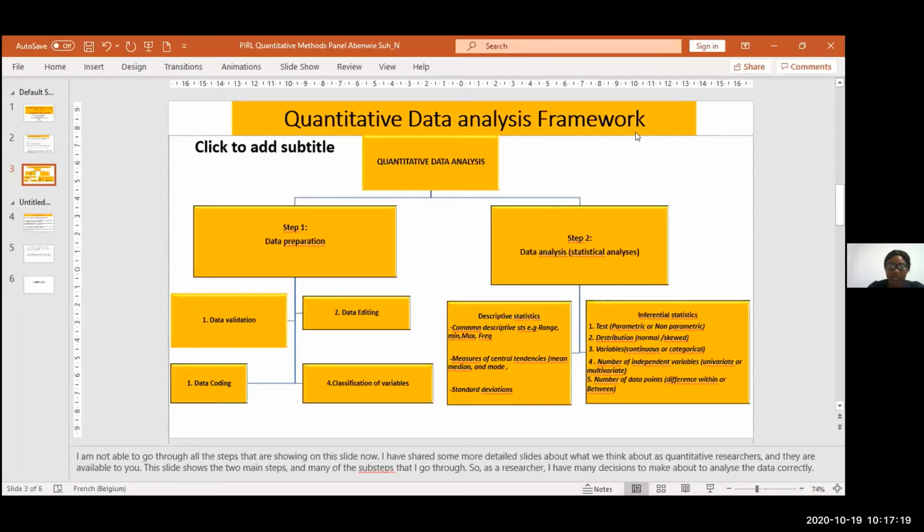And then there's data editing that is also done. Generally, a large quantitative research usually contains a large data set, and typically there are errors that are made, or there's missing data, or incorrect filling of the fields. So that data editing.